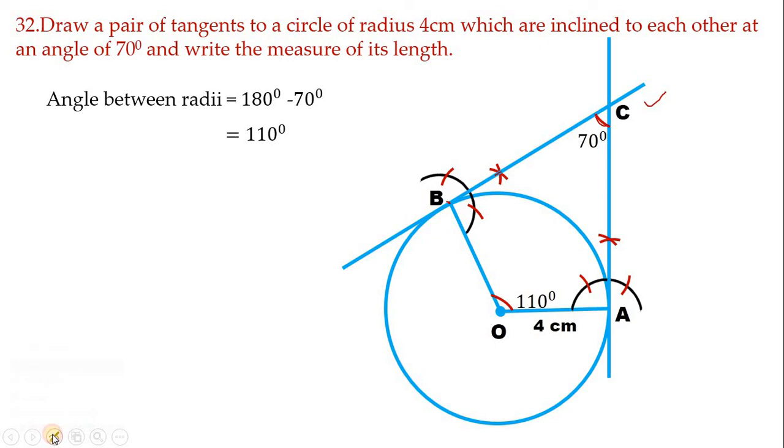And after this, what you have to do is, see, write the measure of its length. Means you have to measure the length of AC and BC. So both the tangents length will be same, children. This I am not writing here. This is left to you. You do it in your notebook and later on measure it and comment in comment section how much could be the length of this tangent. So I hope you understood this. Next, let us move on to the another problem, children.